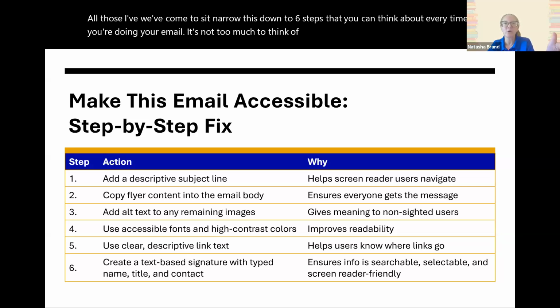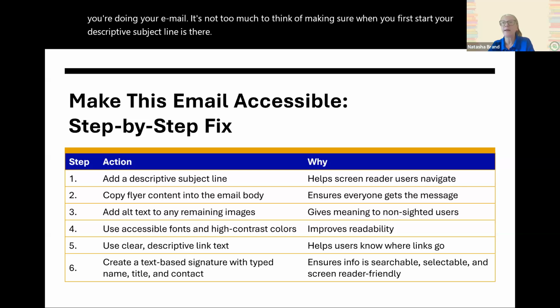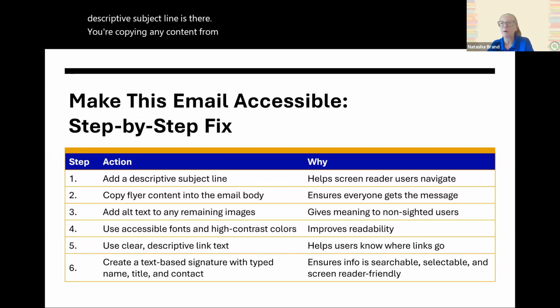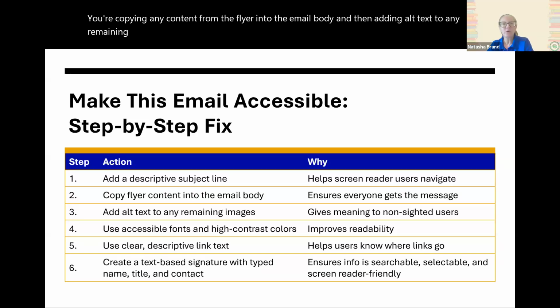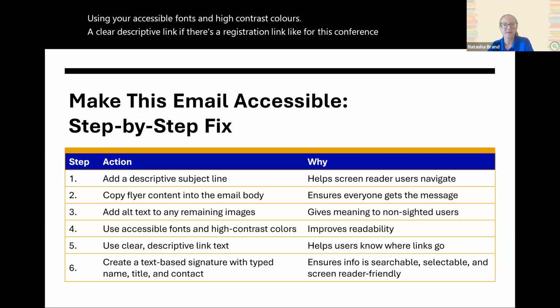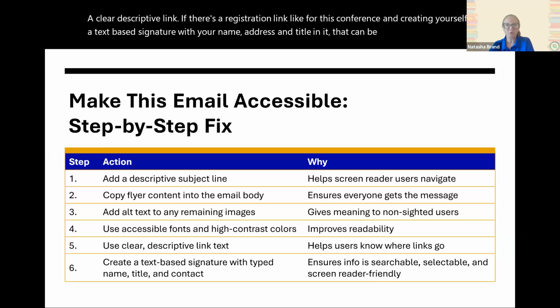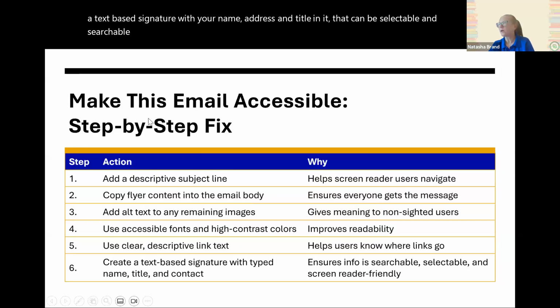Making sure when you first start, your descriptive subject line is there. You're copying any content from the flyer into the email body, and then adding alt text to any remaining images, using your accessible fonts and high contrast colors, a clear descriptive link if there's a registration link, like for this conference, and creating yourself a text-based signature with your name, address, and title in it that can be selectable and searchable. So, we're going to quickly go back to the email.